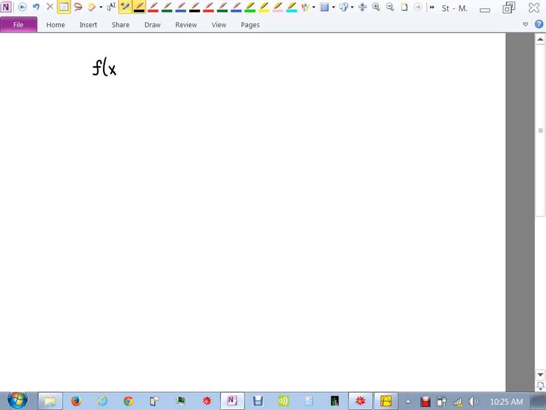f of x equals x over 1 minus x. Is that a rational function? Yes? And let's try and just do a graph with the t-table. Now, trust me, the t-table is not the way we're going to be doing this. It's just to get us a feel for what's happening.